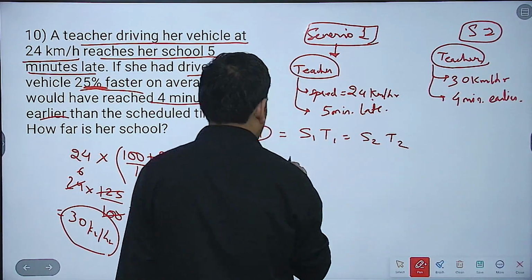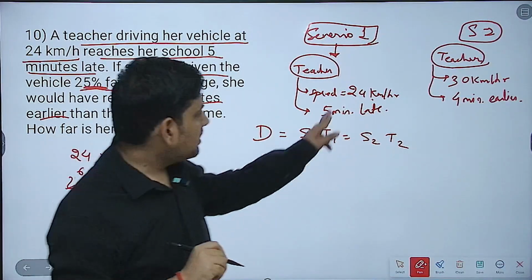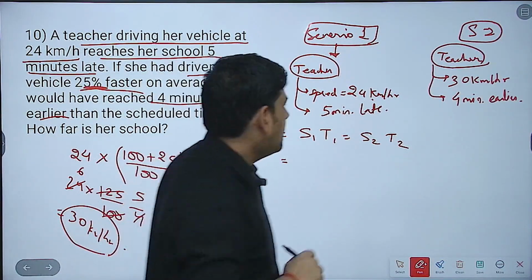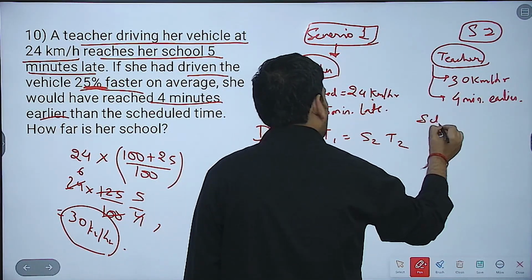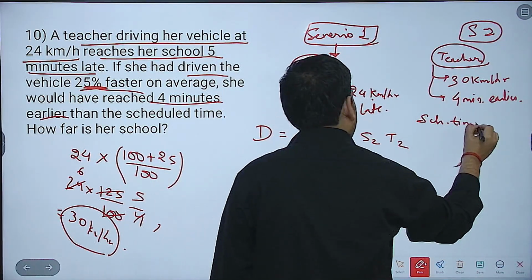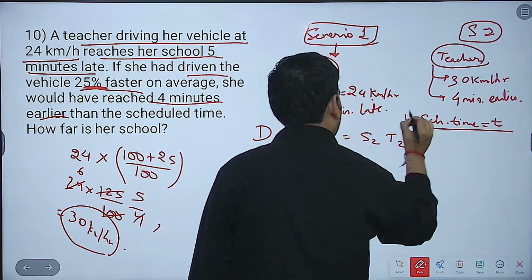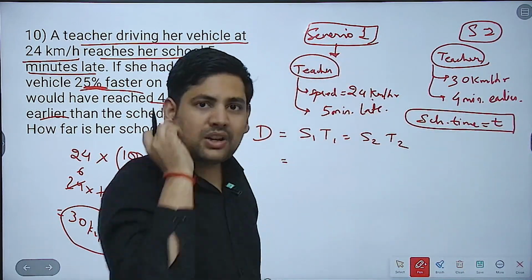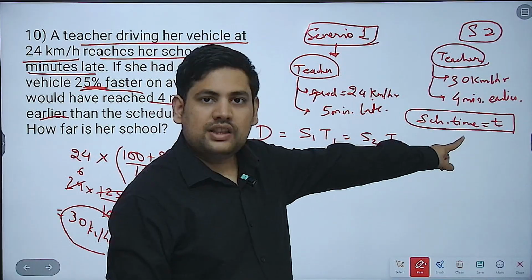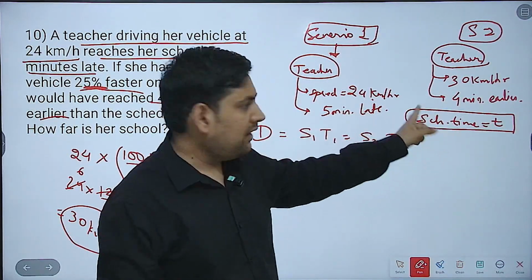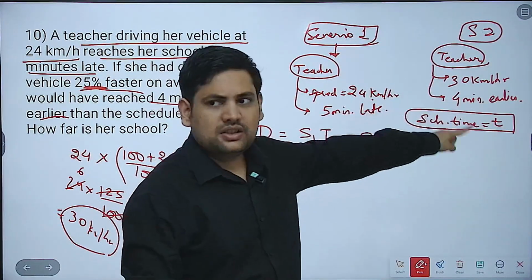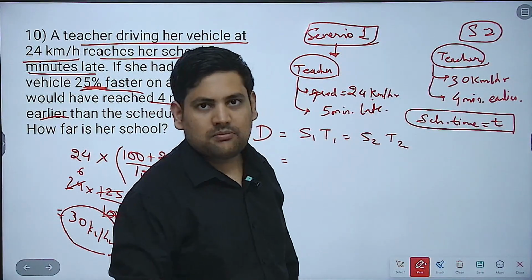Now what is speed 1? Speed 1 is 24 kilometers per hour. Now time, how do we take it, understand. We always take the scheduled time, or correct time, to be t. Now, if she is late, we will increase it, that is t plus 5, and if she is early, we will decrease it, so t minus 4 will be the time. Understood?